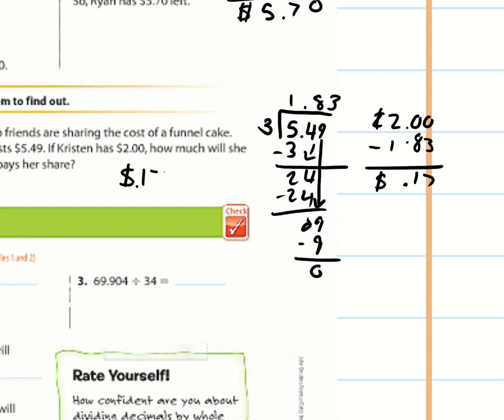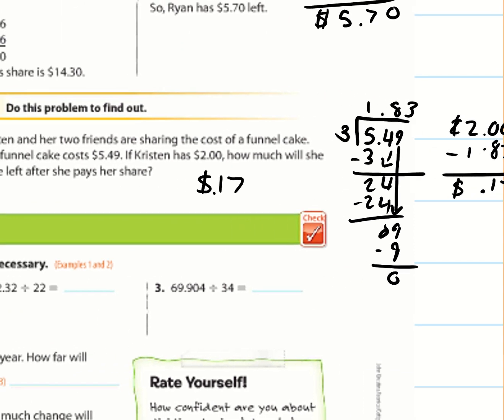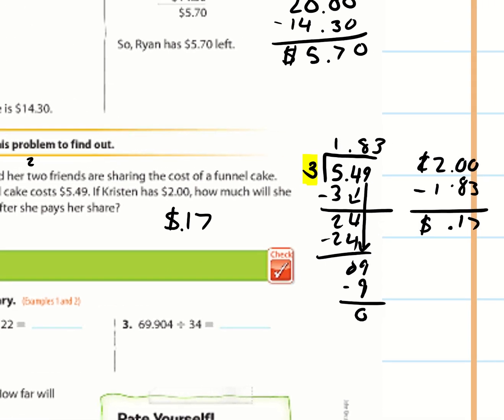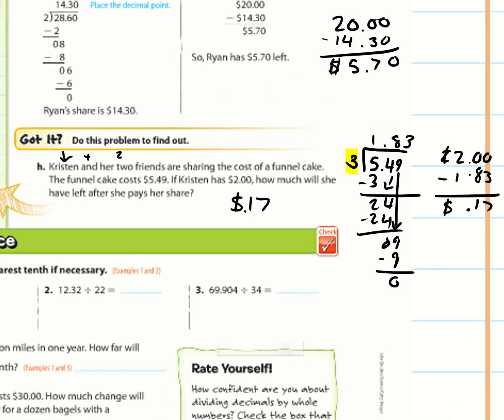One thing, I actually did make the mistake the first time. We have to look at the problem. This is Kristen and her 2 friends. So since it's Kristen and her 2 friends, there's 3 people in total, and we're going to divide $5.49 in 3 different ways to get $1.83. If she paid $2 and she needs to pay $1.83, she should have 17 cents remaining.